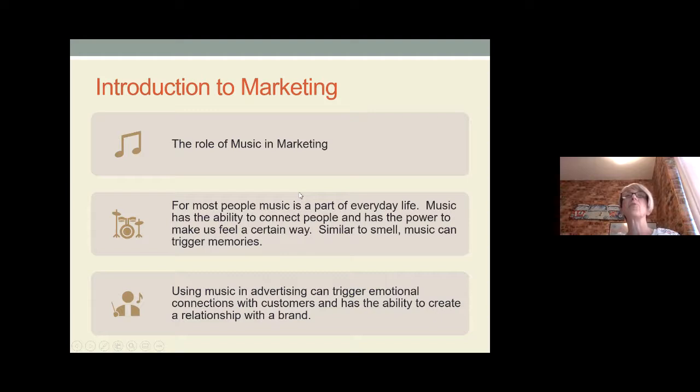So we're going to look at the role of music in marketing. For most people, music is a part of everyday life. Music has the ability to connect people, and it has the power to make us feel a certain way. Similar to smell, music can trigger memories. Using music in advertising can trigger emotional connections with customers, and it has the ability to create a relationship with a brand.